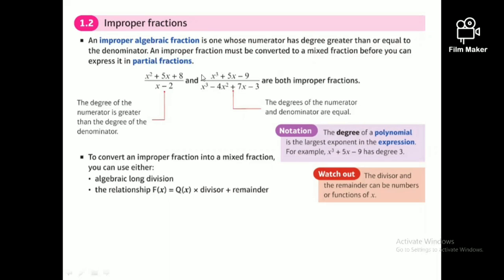Here the power is 3 and here the power is also 3. Even in this case you can divide. If the power of the numerator is greater than or equal to the power of the denominator, we can divide those fractions and write them as a complete portion and a remainder.